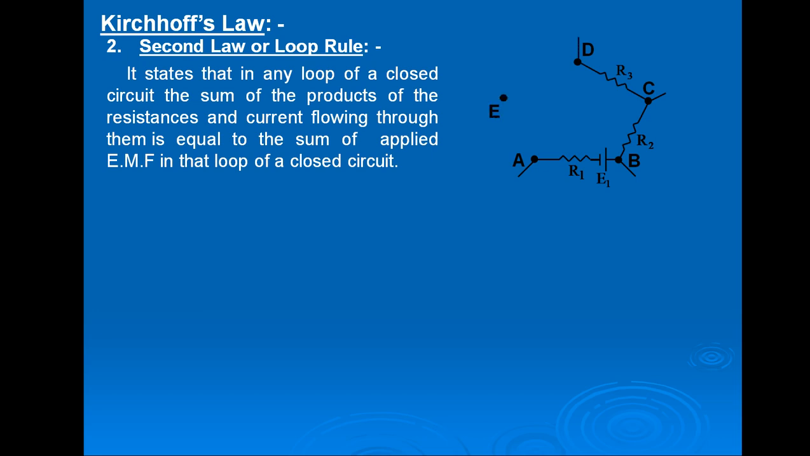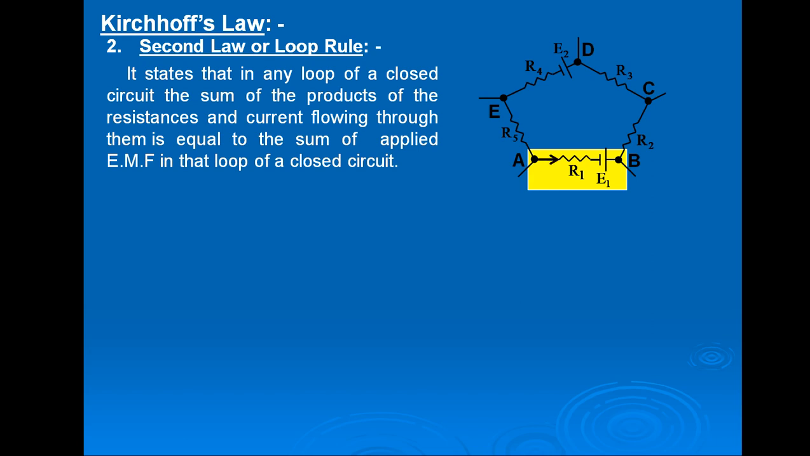and between points D and E, cell of EMF E2 and resistance R4 is connected, and between points E and A, resistance R5 is connected. So we get a closed loop A, B, C, D, E, A of any closed circuit.